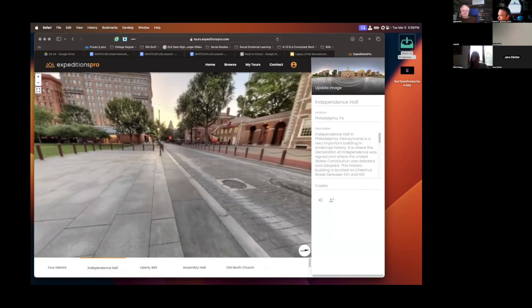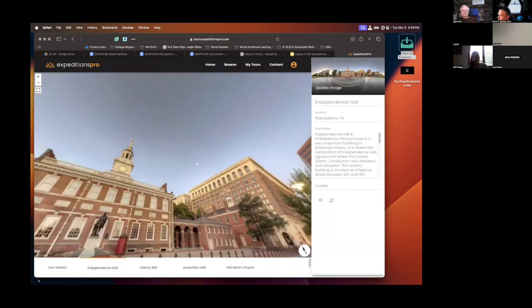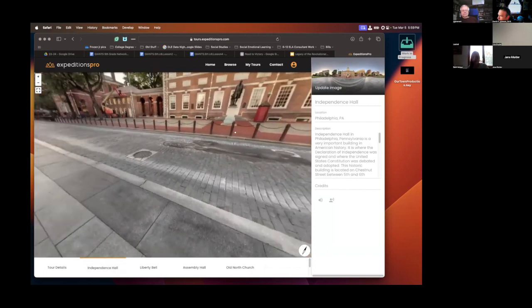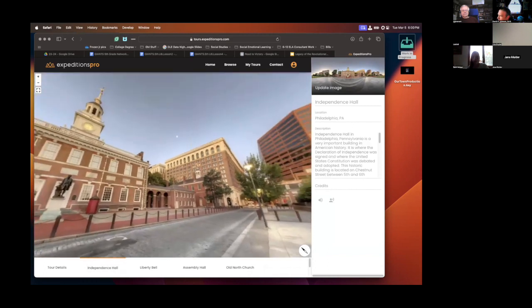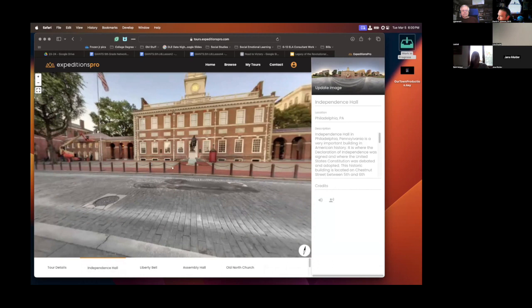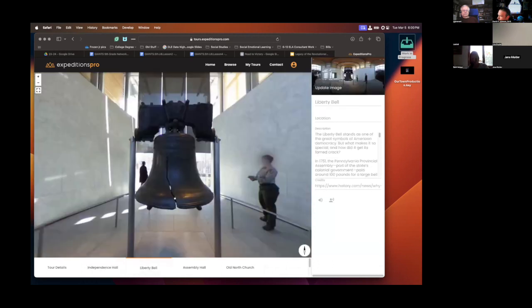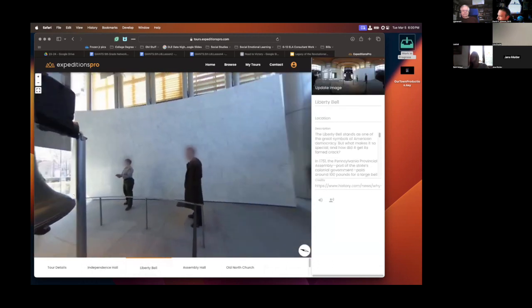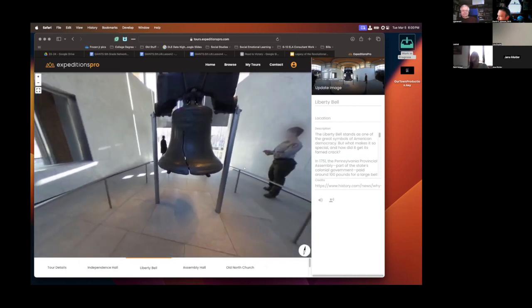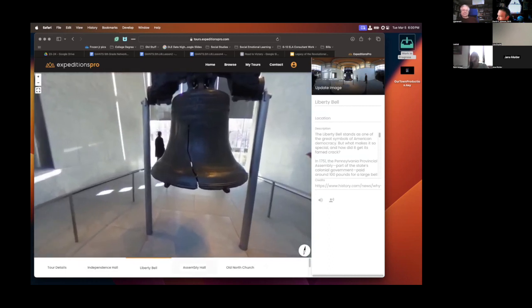And you've got your 360. You can click with your mouse and move it around. You've got your 360 view of what's happening outside of Independence Hall the day that this was taken, which is kind of a nifty thing. You've got the Liberty Bell with people's faces blurred out on that particular front. But again, kids can take a look at that.